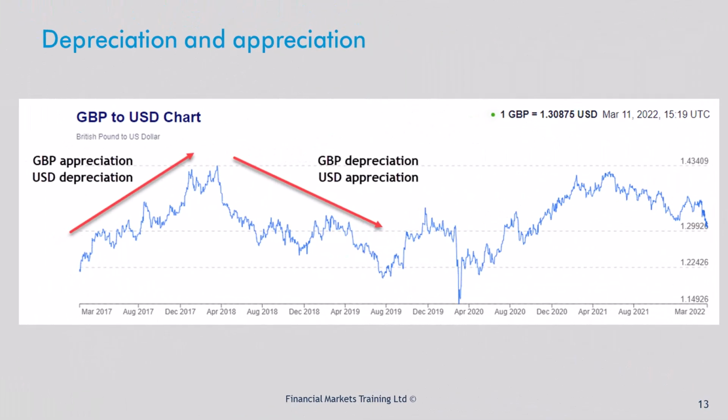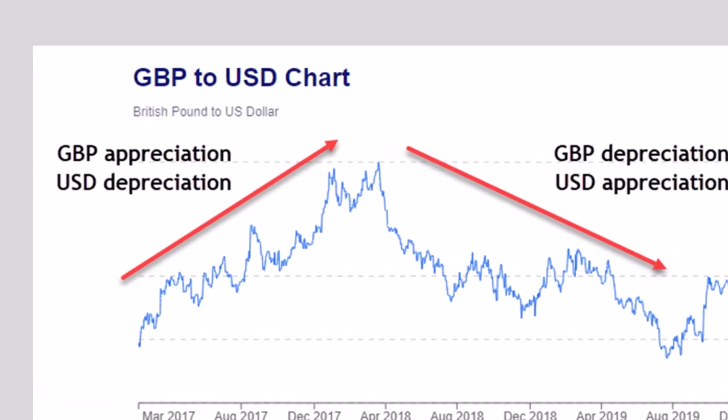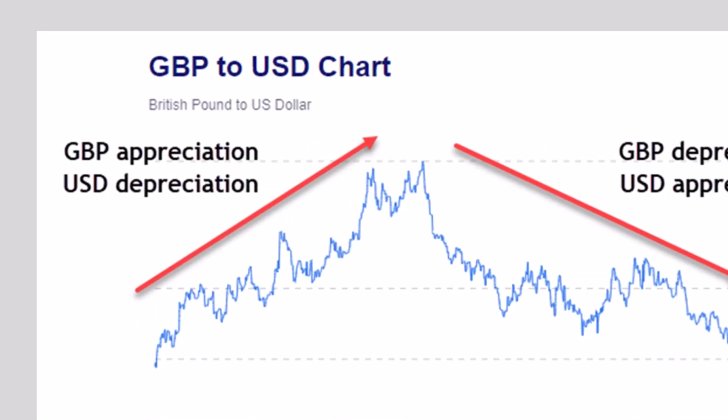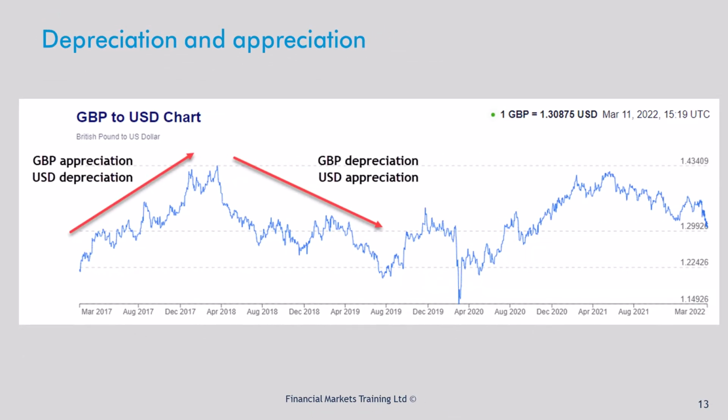In this slide, we show the sterling-dollar exchange rate on the y-axis and the passage of time on the x-axis. On the left-hand side of the chart, sterling is trading at $1.22 before moving towards $1.43 about a year later. This is referred to as a sterling appreciation. Sometimes it might be termed a strengthening of sterling. The idea is that 1 unit of sterling is buying an increasing number of dollars.